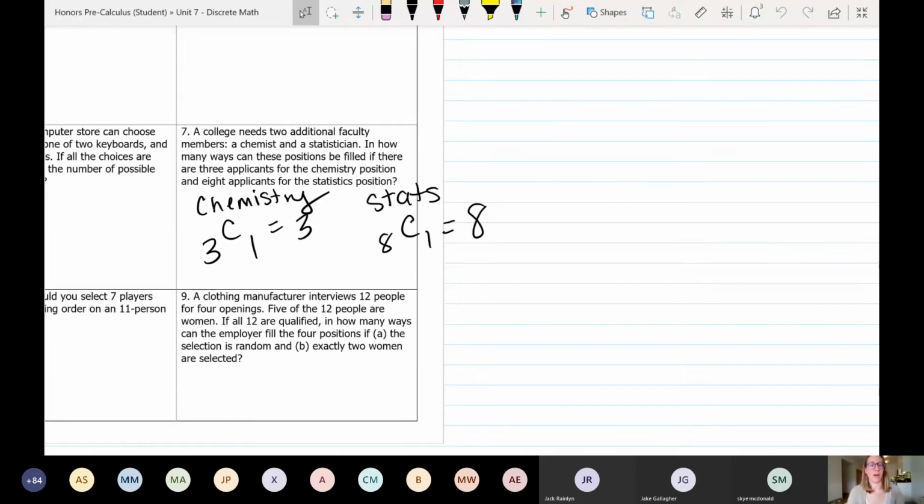But to actually answer the final problem, this says we need a chemist and a statistician. Anytime you see and in problems when we're doing combinations of groups, it means it wants you to multiply the 2 answers together. So we would do 3 times 8 to get a total of 24 different options for this one. So the final answer would have been 24. All right, so right here, anytime you see that and word, it means it wants you to multiply.